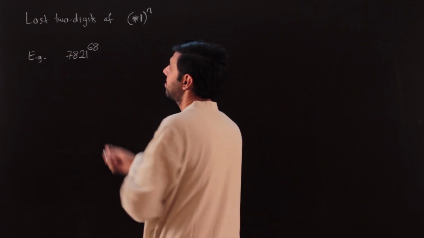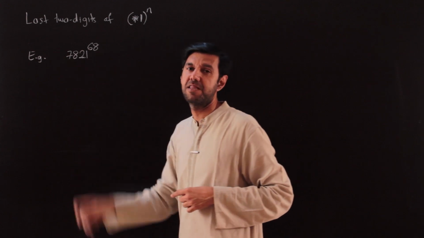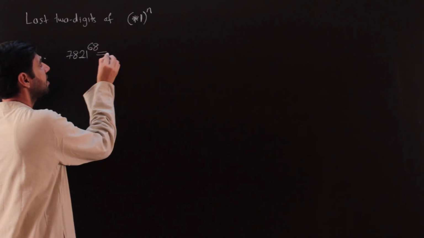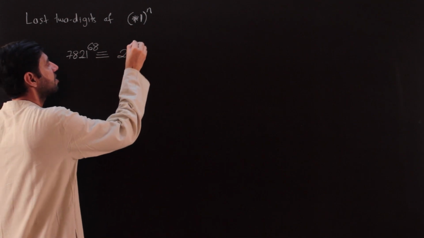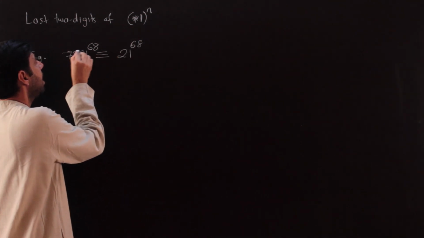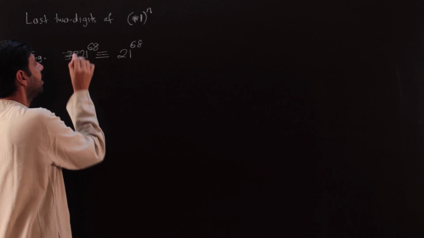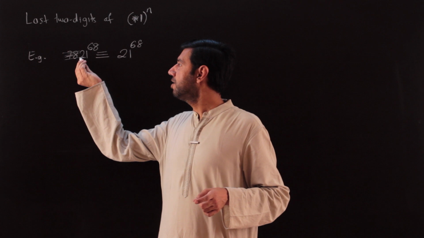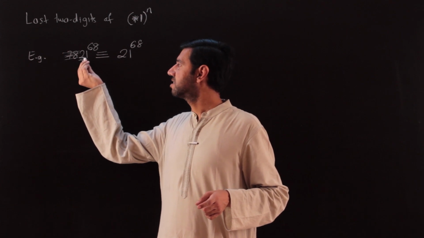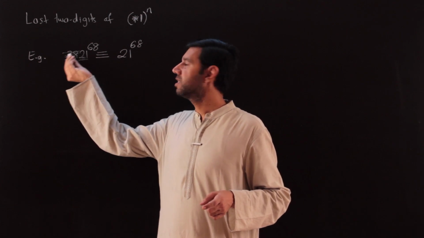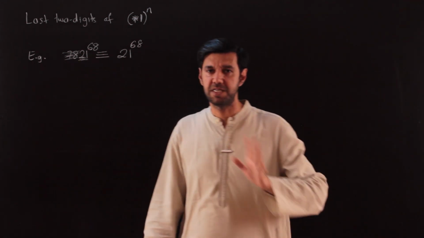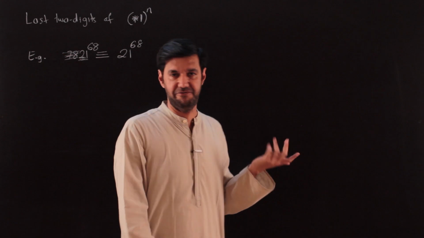For example, let's say find the last two digits of 7821 raised to 68, which is the same as the last two digits of 21 raised to 68. Just as we saw in the cyclicality of unit digit, the last two digits will depend only on the last two digits of the base. The other numbers do not have any role to play. So hereafter I would only be dealing with a two-digit number and just ignore the rest of it, right?